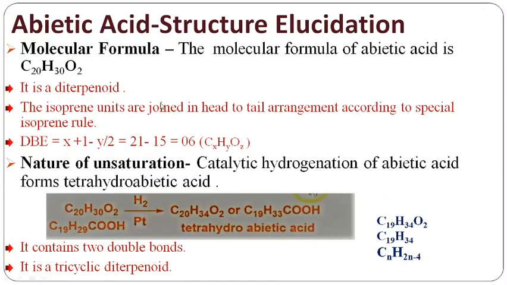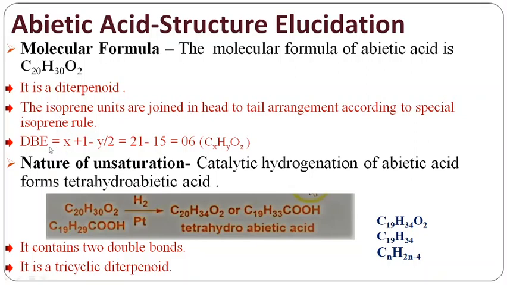Now we come to the structure elucidation of abietic acid, which is based on chemical analysis. On the basis of elemental analysis, the molecular formula of abietic acid is assigned as C20H30O2. On the basis of this molecular formula, we reach the following conclusions. First, as it contains 20 carbon atoms, it is a diterpenoid. The isoprene units are joined in head to tail arrangement as usual according to the special isoprene rule.